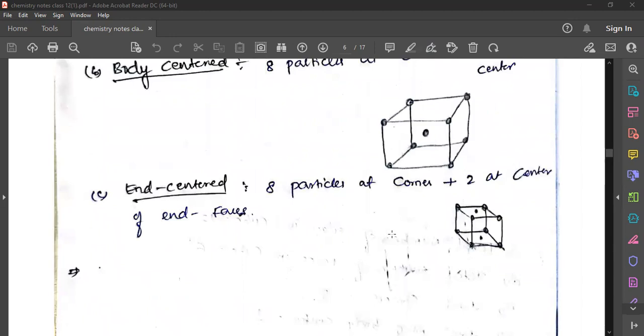So we have the simple unit cell, which will have the atoms only at the corner. Next one is a centered unit cell. First one is FCC. FCC means 8 atoms at the corner and 6 atoms at the center of each face. The next one is BCC: 8 atoms at the corner and 1 atom at the center of the given unit cell. And the last one is end-centered. That means 8 atoms at the corner and 2 atoms at the center of the opposite faces.